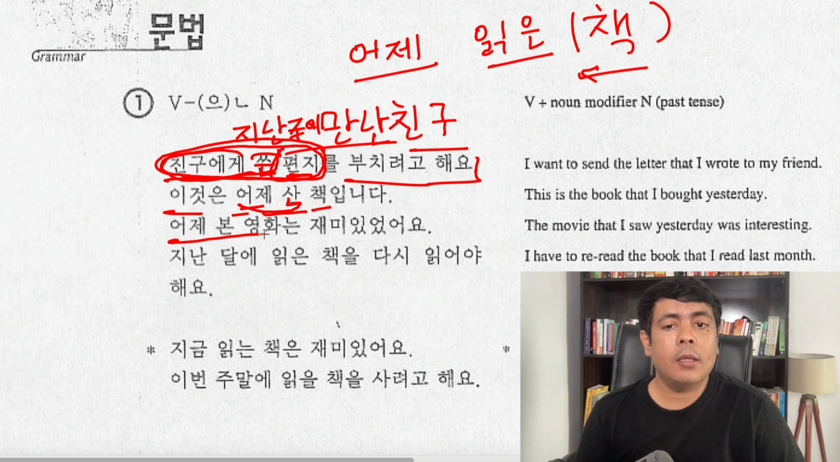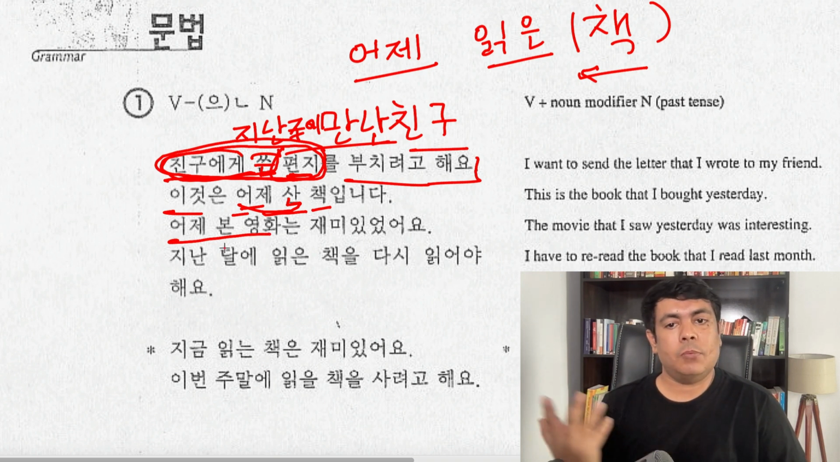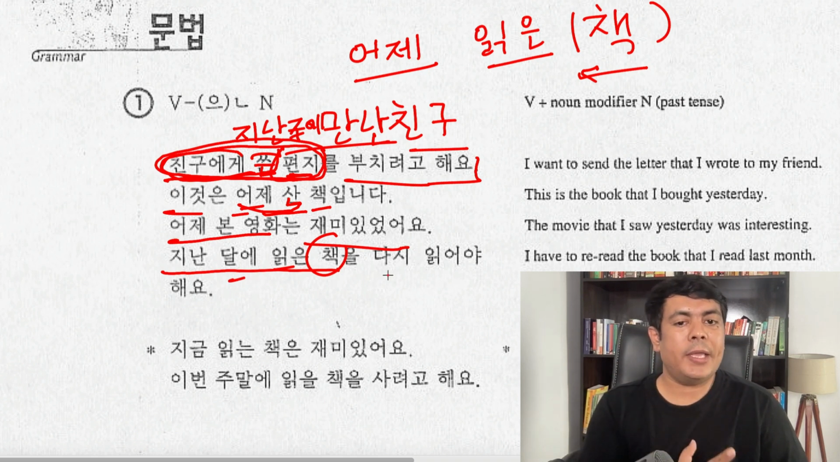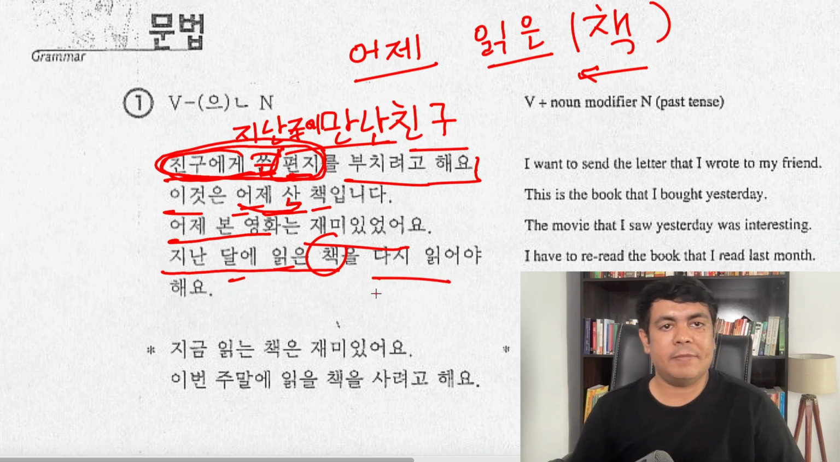어제 본 영화 means the movie that I watched yesterday. 어제 본 영화는 재미있었어요. The movie that I watched yesterday was fun, was interesting. 지난달에 읽은 책, the book that I read last month. 다시 읽어야 해요. I have to read that again. I have to reread that book.